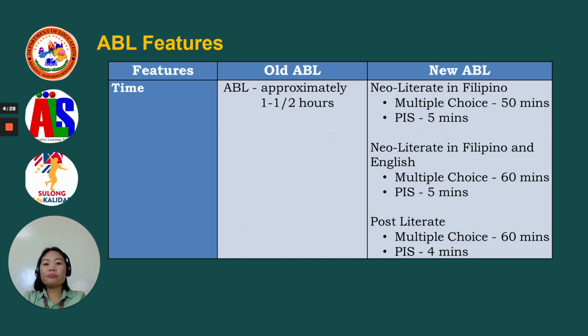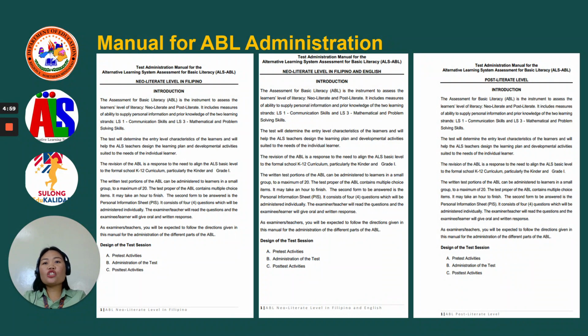For the time, the old ABL is only approximately 1 to 1.5 hours. But for the new ABL, in NLF, we have multiple choice 50 minutes and PIS 5 minutes. In NLF and E, multiple choice 60 minutes and PIS 5 minutes. But for the PL, multiple choice 60 minutes and PIS only 4 minutes. Each level form has specific guidelines for administration.